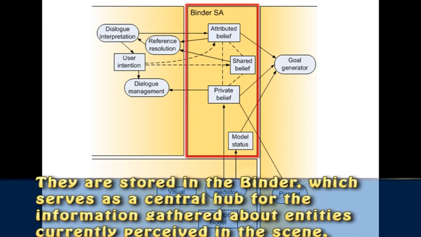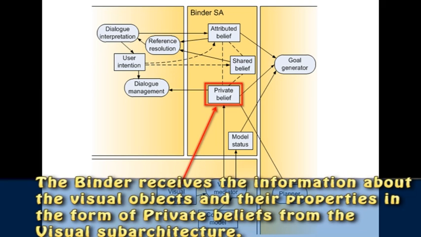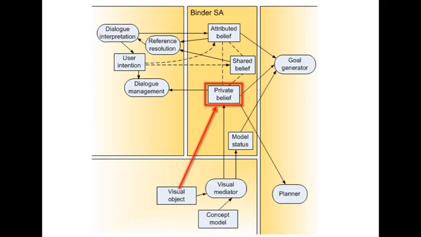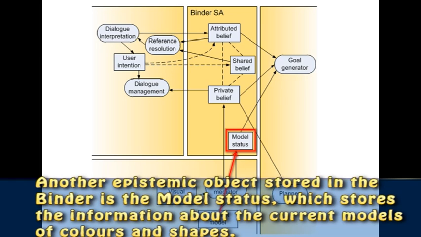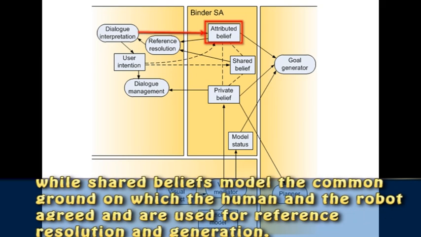They are stored in the binder, which serves as a central hub for the information gathered about entities currently perceived in the scene. The binder receives the information about the visual objects and their properties in the form of private beliefs from the visual subarchitecture. Another epistemic object stored in the binder is the model status, which stores the information about the current models of colors and shapes. The third type of epistemic objects, the attributed beliefs, are created by the dialogue subarchitecture and model what the robot believes that the human believes, while shared beliefs model the common ground on which the human and the robot agreed and are used for reference resolution and generation.